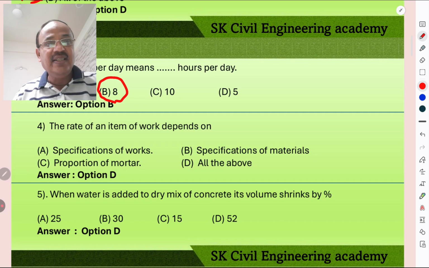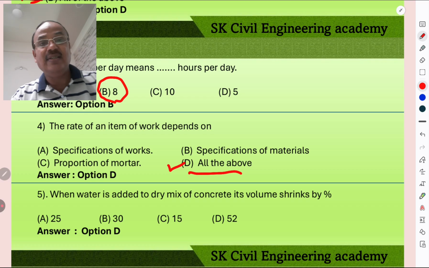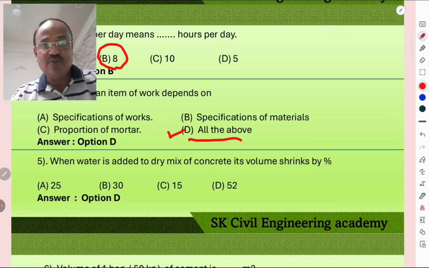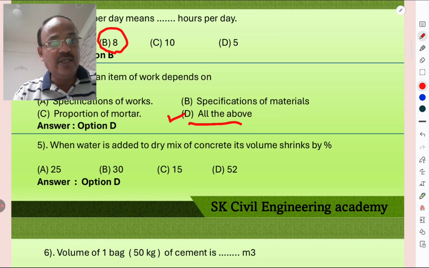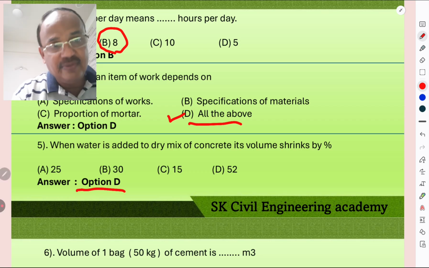The rate of an item of work depends upon the specification of work, specification of material, proportion of mortar, all of the above. All of the above is the correct answer. It is very simple and we have to use our common sense also. When water is added to the dry mix of concrete, its volume shrinks by 25%, 30%, 15% or 52%. So option D is the correct one.